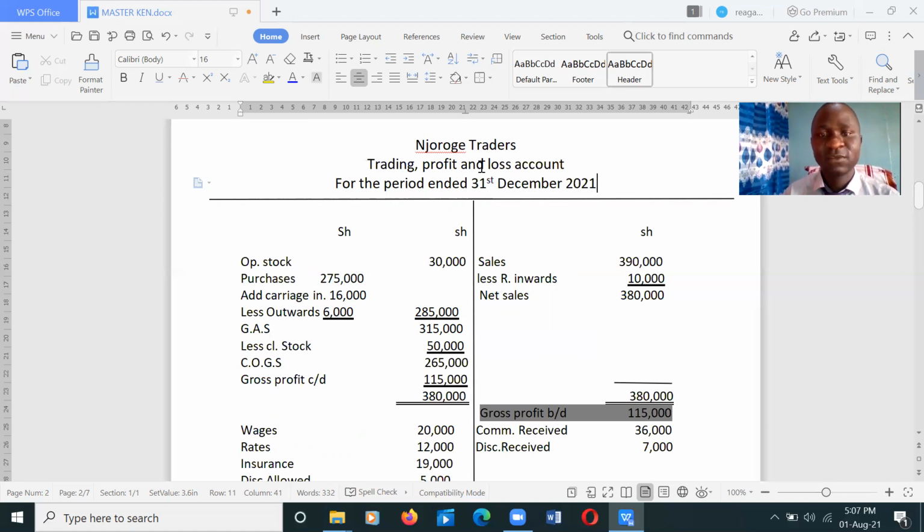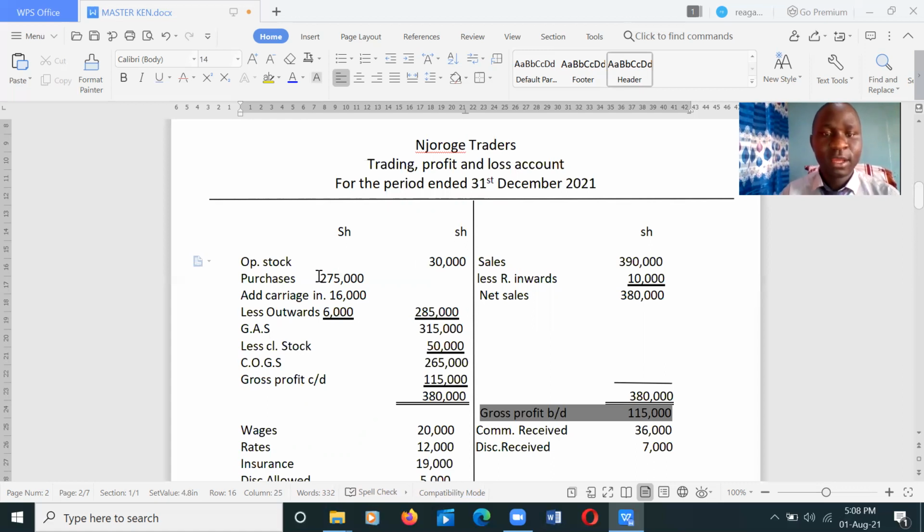Here, the heading is very important. It earns a student a mark. So we start with opening stock, which is 30,000 from the trial balance. When you are writing this opening stock, you don't write it at the middle, and you don't write it in the first column of the shillings. You write it at the farthest end, meaning that the opening stock is there when we are starting our business. Anything we bring into the business will increase the opening stock.